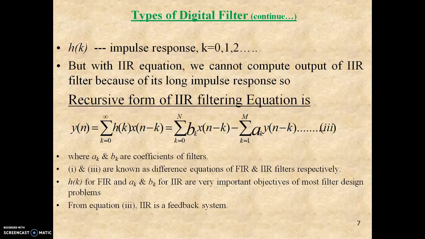In particular, the values of a(k) and b(k) are often very important objectives of most filter design problems, and for the FIR case, the values of h(k) are important. From equation 3, which is the recursive equation of the IIR filter, we can see the current output sample y(n) is a function of past outputs as well as present and past input samples. That is, the IIR is a feedback system of some sort. If we compare this equation with the equation of the FIR filter, the current output sample is a function only of past and present values of the input. Therefore, no feedback is used in the case of FIR systems.